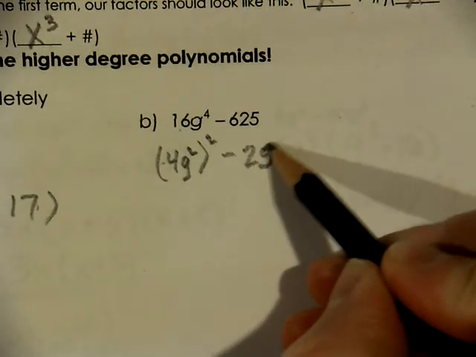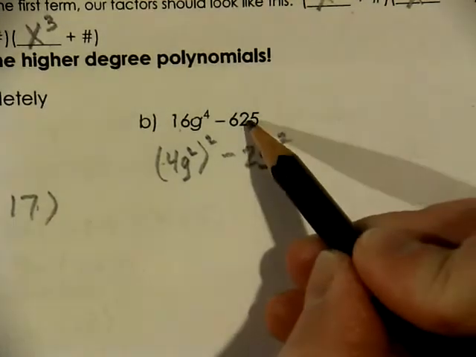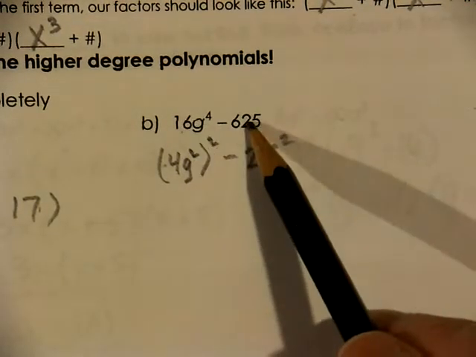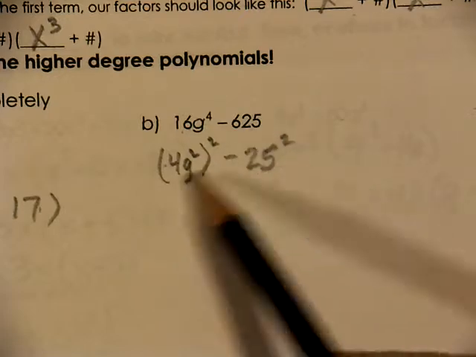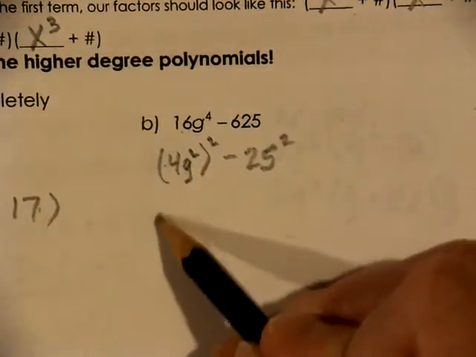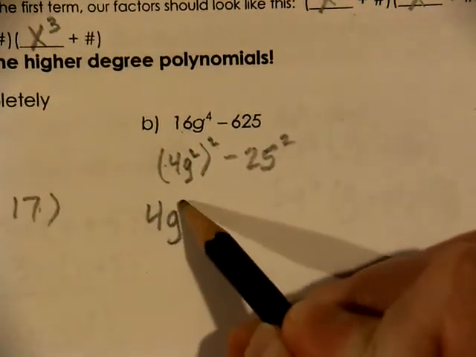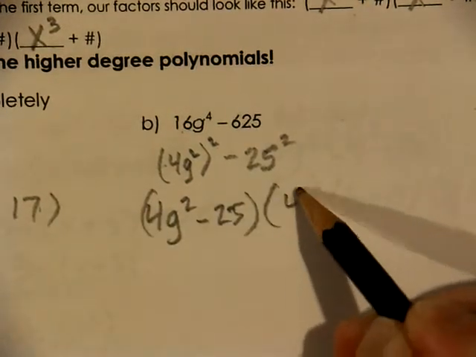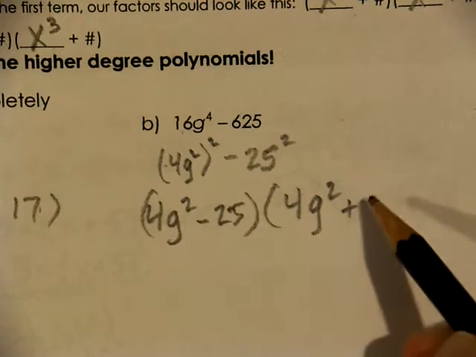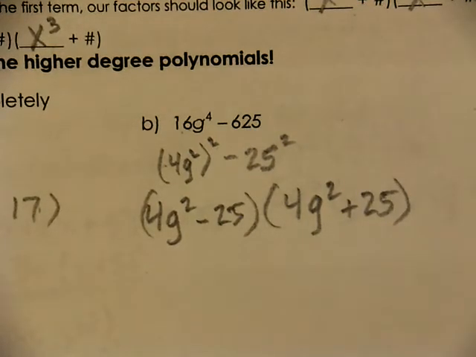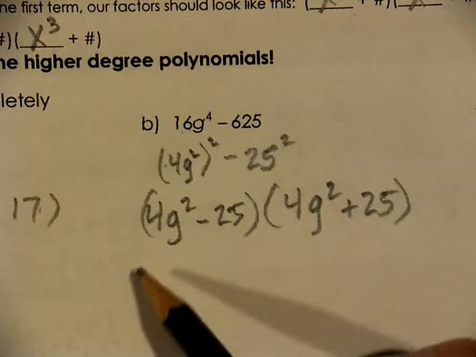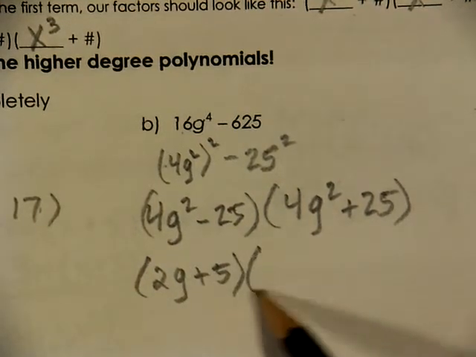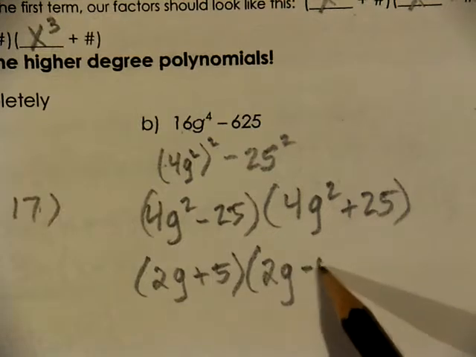That means that this number, 25 times 25, makes 625. So I was able to take the square root of both of those, and this is my a and my b. So I've got 4g squared minus 25 and 4g squared plus 25. This is factorable. 2g plus 5, 2g minus 5.